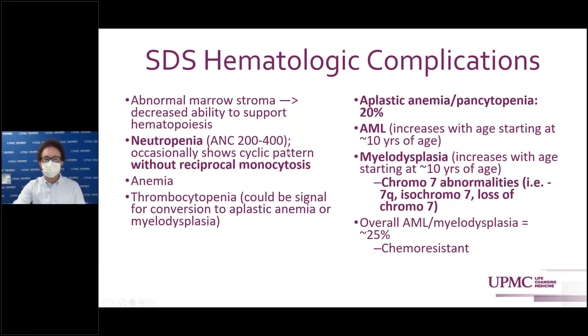You mostly see a neutropenia in these patients, but you also can progress to anemia and thrombocytopenia, with this pancytopenia being 20%. Older in life is AML, which is an acute myeloid leukemia later in life, as well as myelodysplastic or MDS. And overall, this incidence of the AML or the myelodysplasia is about 25%, and these tend to be pretty resistant to chemotherapy and looking more toward transplant or other options.